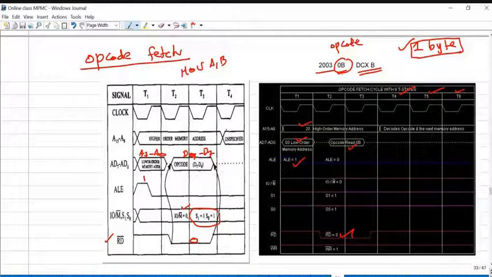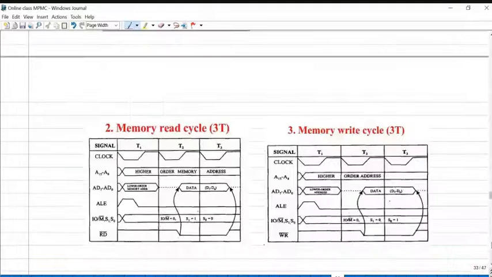DCX B, the opcode is 0B. This is also a 1 byte instruction, but the operation is related to the 16-bit register path, so we need a minimum of 6 T states. And then we discussed memory read operations, for which only 3 states are required.